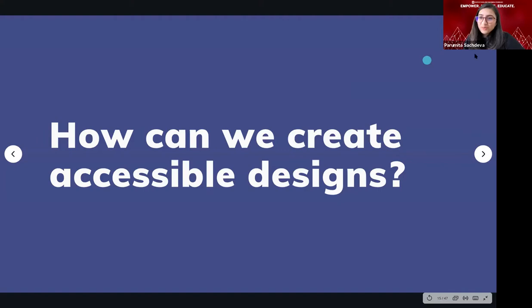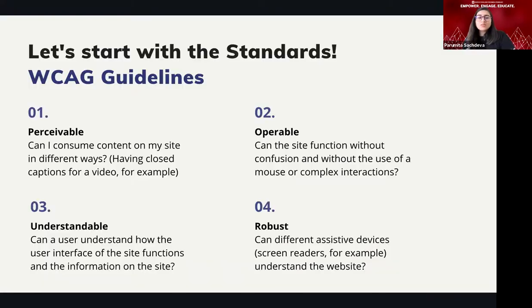So now that we know how important accessibility is and how everybody can benefit from it, we need to know how we can create accessible designs. So now we will be talking more about actionable things that you can do to have a more accessible website. So let's start with the standards.